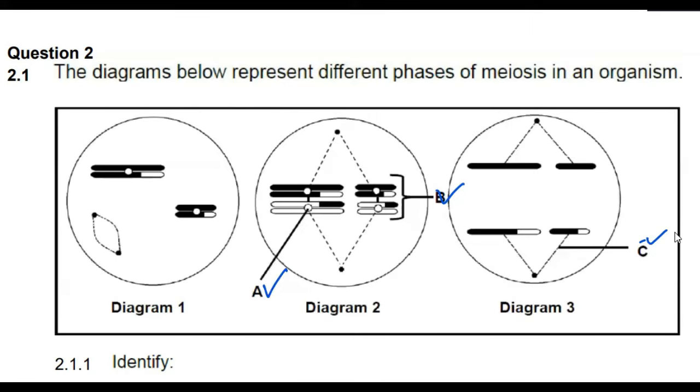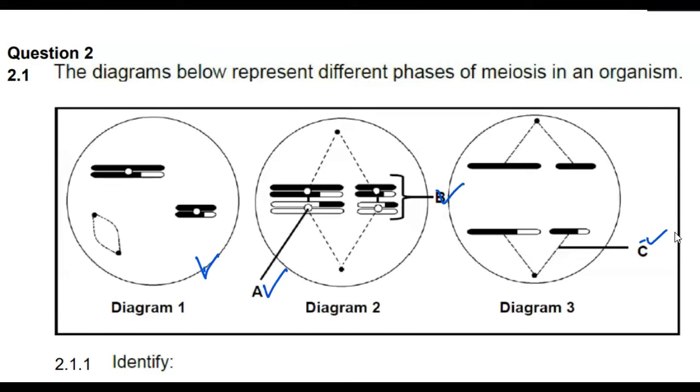And then diagram A, what does diagram A represent? Because this one is starting to form, it can represent prophase 2. Why prophase 2? Why not prophase 1? It's because now they are individual, they are not in pairs. And you see that crossing over took place a long time ago. And then this one is metaphase.